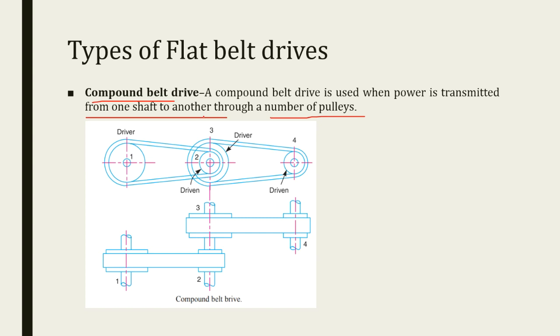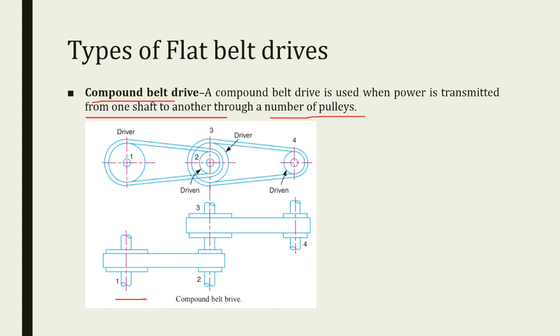At that point of time, you make use of a compound belt drive, and generally you will have one driver around which the belt will be wound, and then there will be one driven. On the shaft on which the driven pulley is mounted, there is one more pulley added on the same shaft, and from that pulley the belt can be continued to another shaft. So this is how a compound belt drive looks.